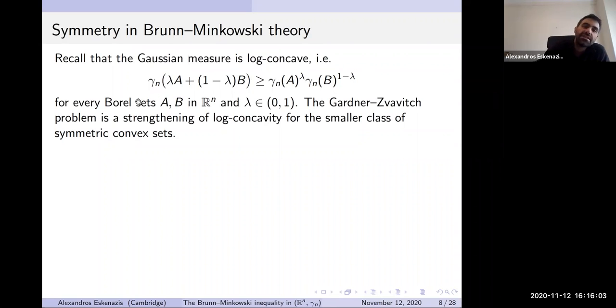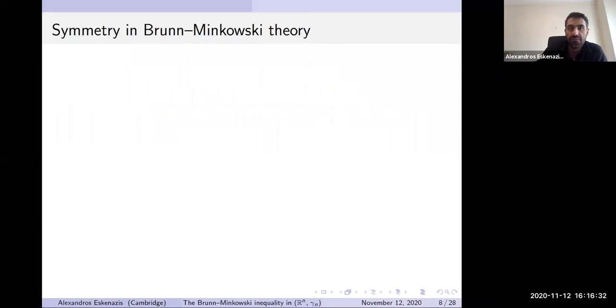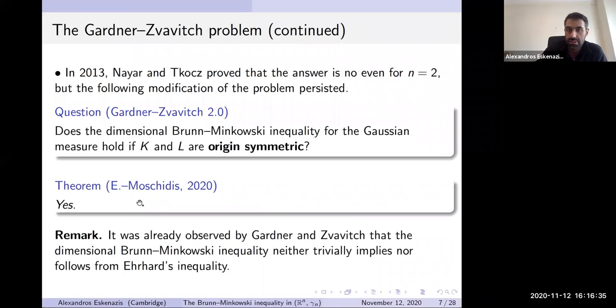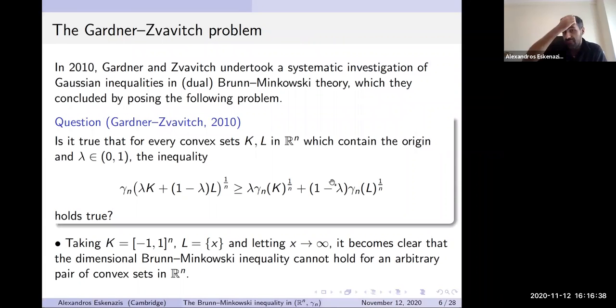The idea here is that you have this inequality, which is measure theoretic and holds true for every Borel set, and you put a geometric assumption, which is symmetry and convexity, and you hope for a better inequality. This is something that's been happening a lot in this theory, and the most famous example is the log Brunn-Minkowski conjecture. I'm not going to discuss log Brunn-Minkowski, but it's a very strong conjecture that in particular would imply the Gardner-Zvavitch problem and many other things. In particular, if this conjecture were true, then we would have the dimensional Brunn-Minkowski inequality, this inequality here, for gamma_n replaced by every symmetric log concave measure, and K and L being any symmetric convex sets.